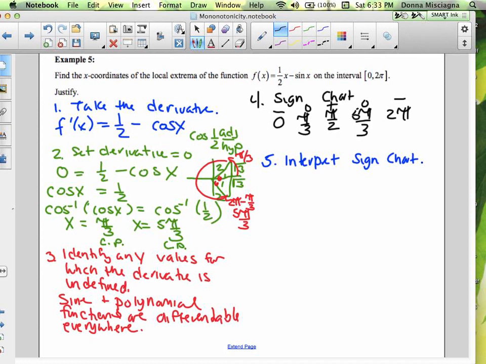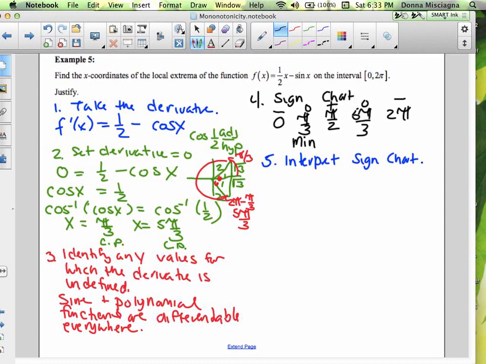Let's take a look at pi thirds. We go from negative to positive. That means this is a relative min. I'm just going to write min. I think we can leave out relative on our little chart here. Min.